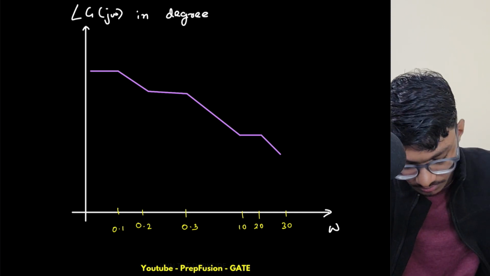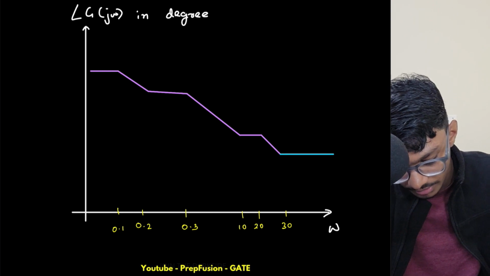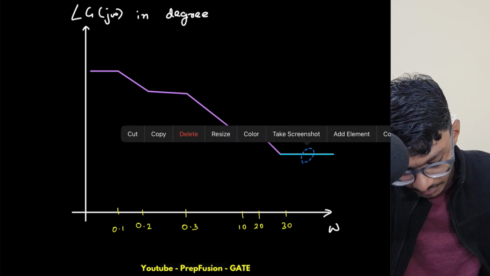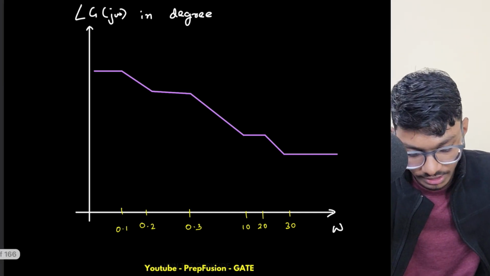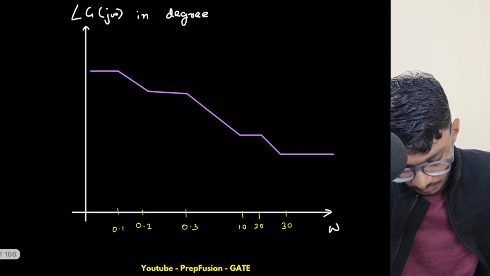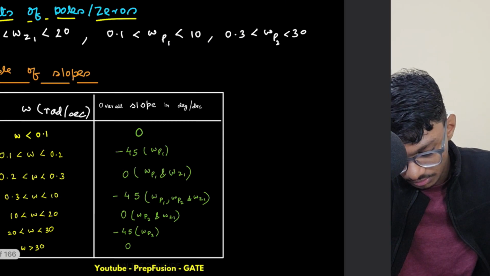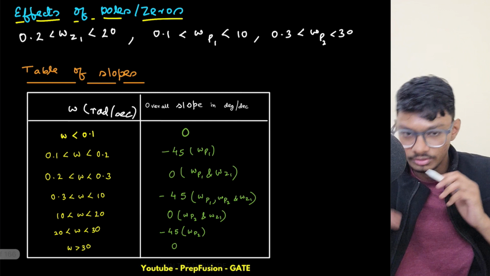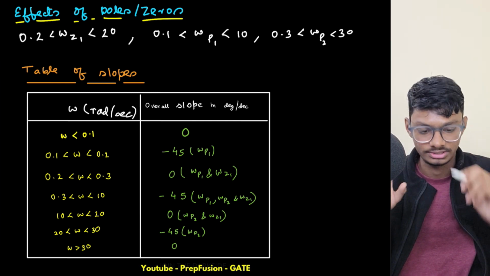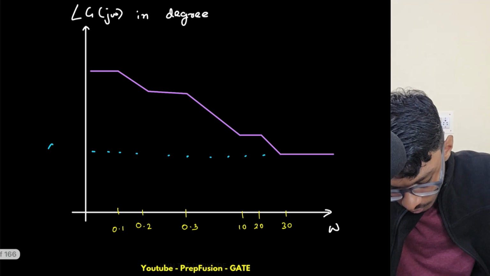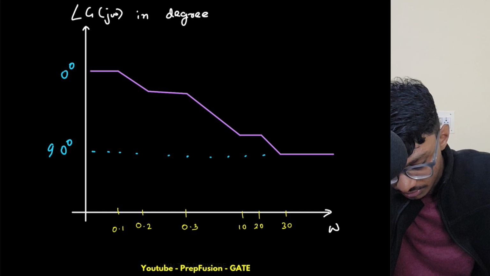Okay, after this my slope becomes 0. Now can you tell me what is the ending value here? Minus 90. Why? Because you use the formula minus 90 into n minus m. How many poles do I have? 2. How many zeros do I have? 1. 2 minus 1 into minus 90, which is minus 90. So overall I will move to minus 90 itself. This will be minus 90 and this will start from 0 degrees.